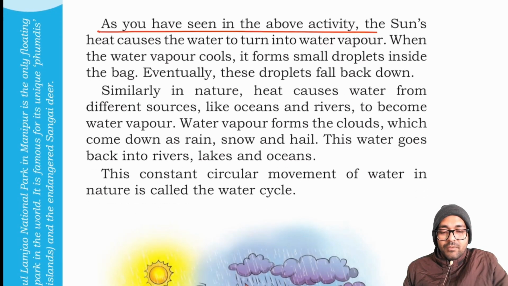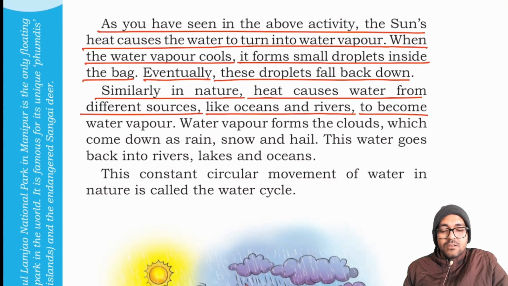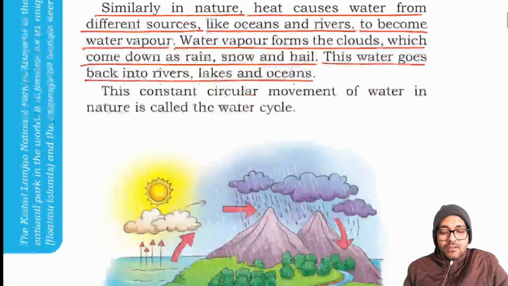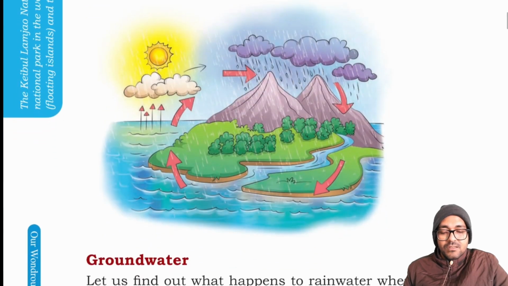As you have seen in the above activity, the sun's heat causes the water to turn into water vapor. When the water vapor cools, it forms small droplets inside the bag. Eventually, these droplets fall back down. Similarly, in nature, heat causes water from different sources like oceans and rivers to become water vapor. Water vapor forms the clouds which come down as rain, snow and hail. This water goes back into rivers, lakes and oceans. This constant circular movement of water in nature is called the water cycle. You can see the water cycle here.